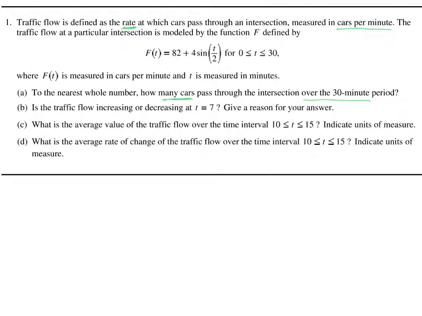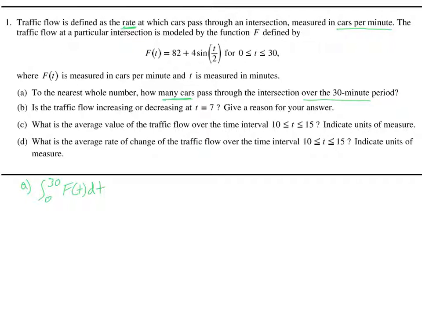Do I know any initial values? Or does it matter? There is no initial value given. It doesn't even matter because all it wants is over this 30 minutes, how many cars pass through. So for A, what we want to do is an integral over 0 to 30 of a rate function. And isn't this a rate function? Isn't f of t a rate function? And if we do that, we'll get an answer.